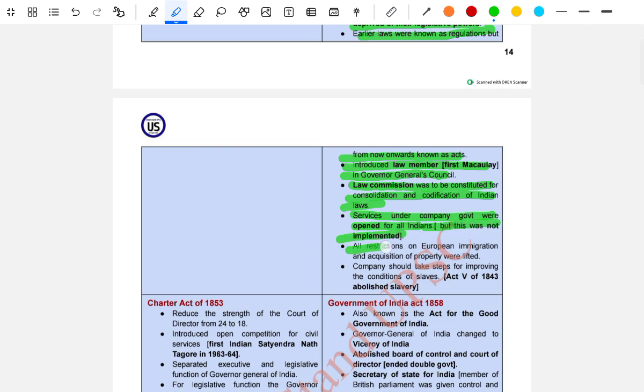All restrictions on European immigration and the acquisition of property were lifted. The company should take steps for improving the condition of slaves. Act 5 of 1843 abolished slavery.